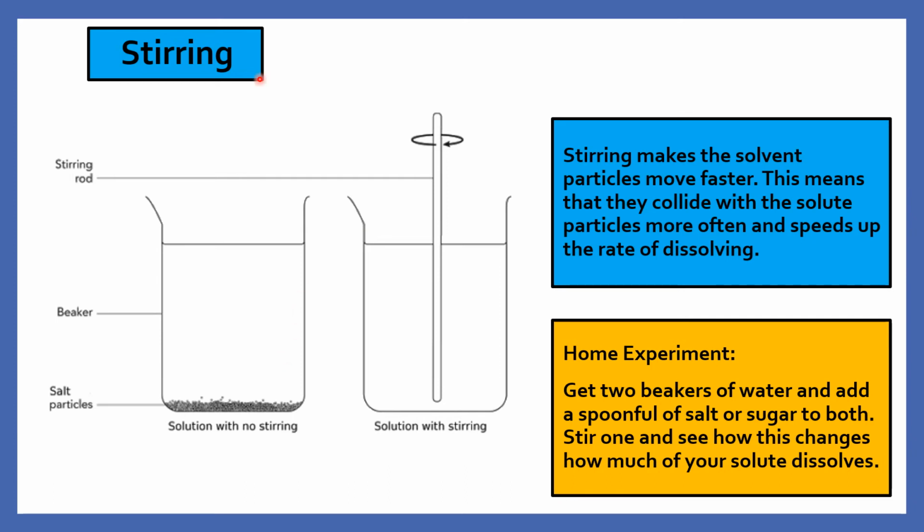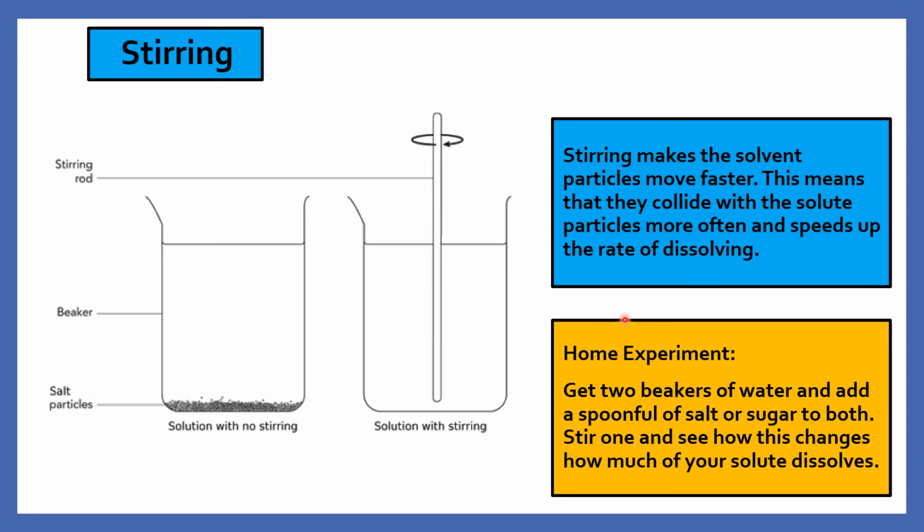Okay, so the last one we're going to look at then is stirring. Stirring works in the same way as temperature, because when you stir something, it makes the solvent particles move faster. And if those particles are moving faster, they're more likely to collide with those solid solute particles inside of the liquid. If they're colliding more often, that's going to speed up the rate of dissolving, or decrease the time it takes for the solute to dissolve.